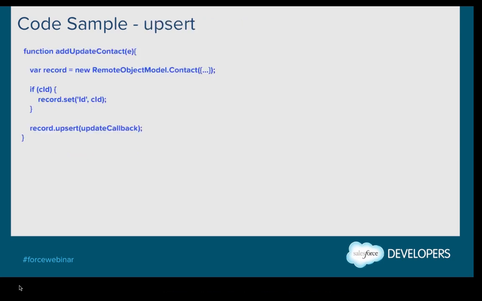The upsert operation lets you either update a contact in this case or create a new one. Basically, does it have an ID or not? If it doesn't, it'll create a new one for you and return back the ID as well as the created object. Or you can just use it for update. So it's just a little convenience function there.